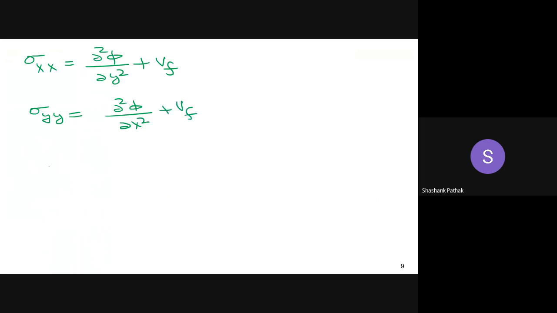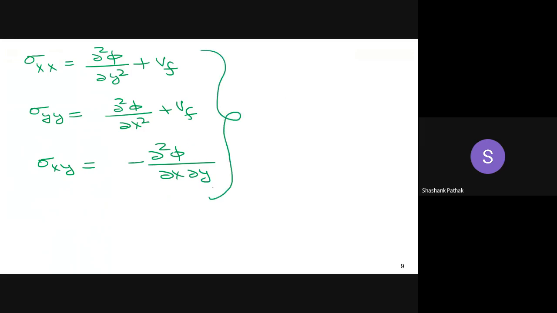Okay. So now let us define sigma xx. Mathematicians observed that if you define sigma xx as del square phi del y square plus Vf, and if you define sigma yy as del square phi by del x square plus Vf, and if you define sigma xy as minus del square phi del x del y, if you use these kinds of functions, then your 2 equations of equilibrium will be easily satisfied.